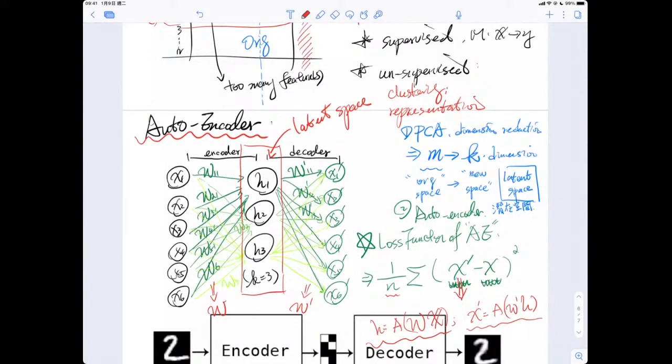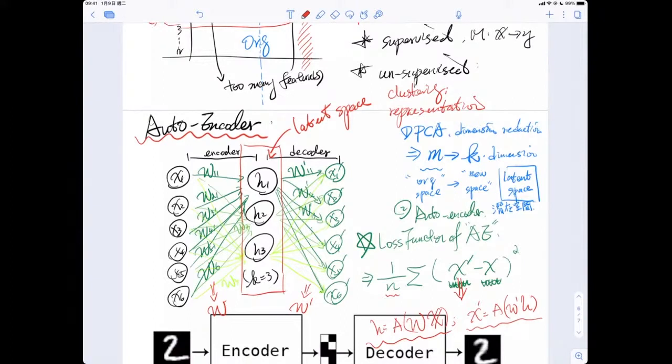So basically, the latent space right here is very similar to principal component analysis, the k dimension. So we can use this structure to compress the original data from 6 dimensions to 3 dimensions. Okay, that is the idea of latent space.